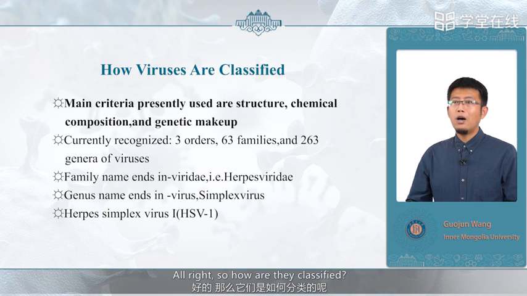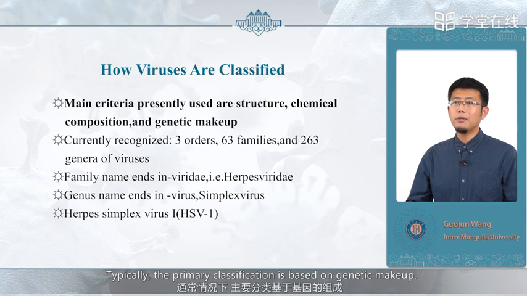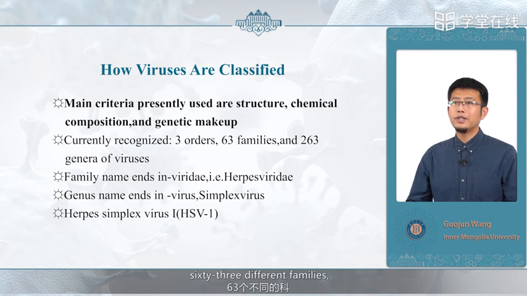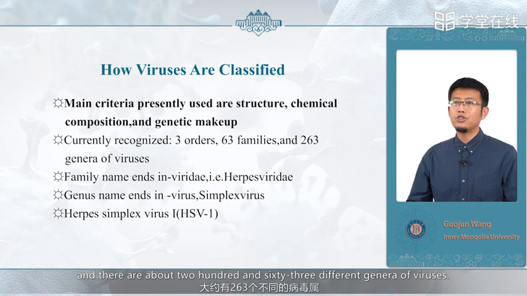So how are they classified? Typically, the primary classification is based on genetic makeup. This is recognized into 3 different orders, 63 different families, and there are about 263 different genera of viruses. This contains all the viruses out there.